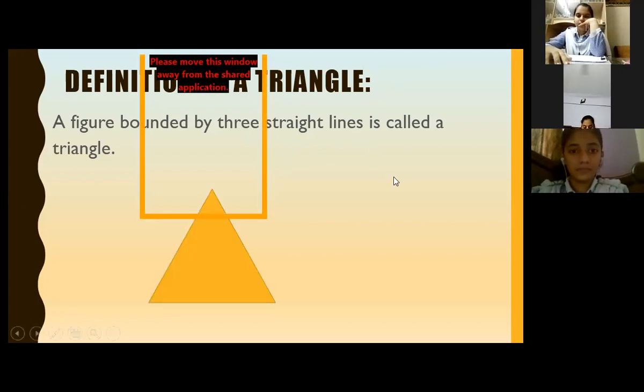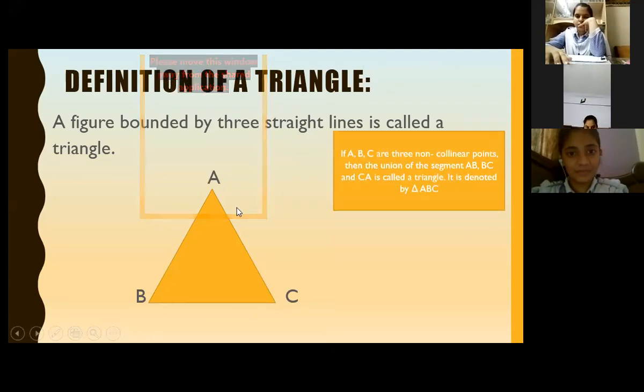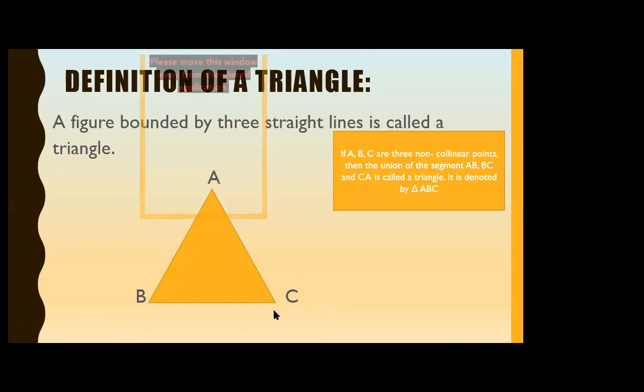So a figure bounded by three straight lines is called a triangle. Here you can see a triangle on your screen. There are three straight lines, 1, 2 and 3. The triangle name is ABC. Here A, B, C are called the vertices of the triangle. Here A, B, C are three non-collinear points. Non-collinear means they do not lie on the same line. Collinear means lying on the same line.